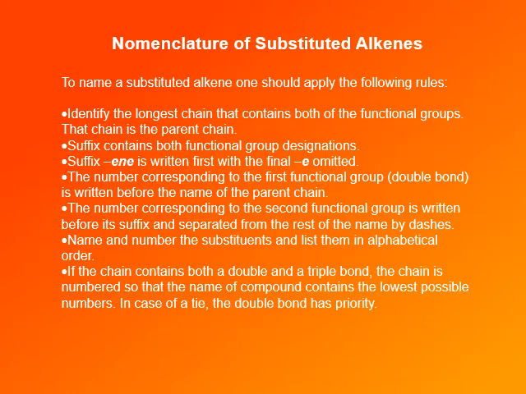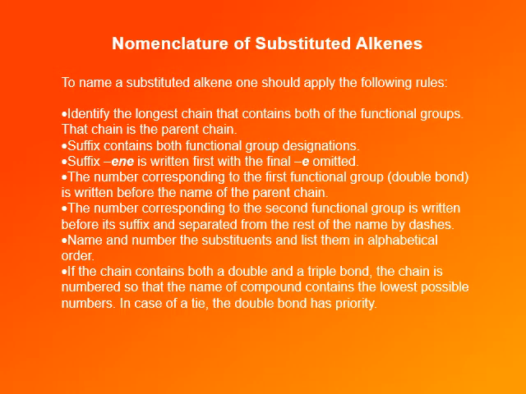The suffix should contain both functional group designations. The suffix "-ene" for double bond is written first, and we usually omit the final "e". That's to avoid having too many vowels, well, 2 vowels next to each other. Then we should include the number corresponding to the first functional group, that's the double bond, and we should include that number before the name of the parent chain.